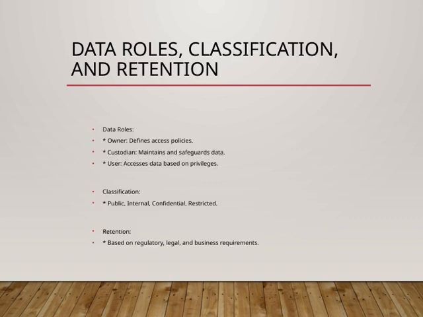Now, let's look at data roles, classification, and retention, which are key concepts in managing our information effectively. First, when we talk about data roles, we have three main types. The owner is the person who defines access policies, essentially deciding who can see or use the data. The custodian is responsible for maintaining and safeguarding the data, making sure it stays secure and intact. And the user is anyone who accesses the data, but only within the privileges they've been granted.